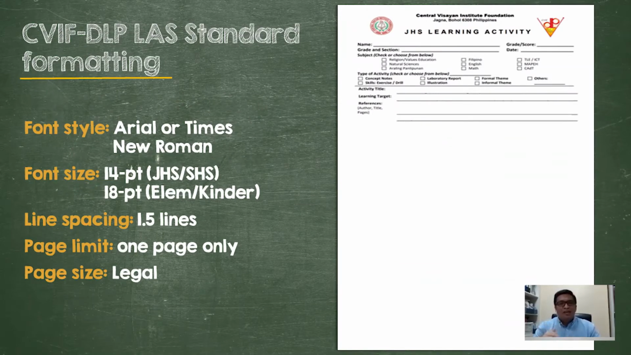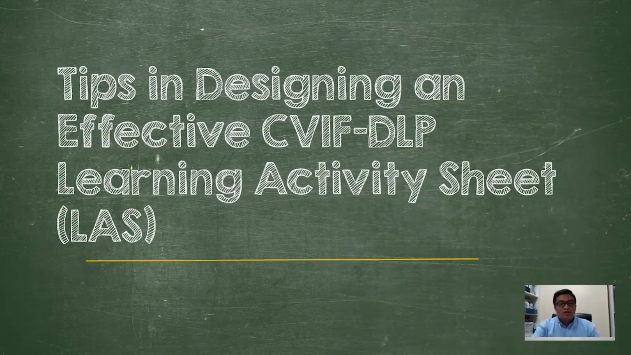So if you're making a learning activity sheet and it exceeds a page, that is already a very good indicator that the learning activity sheet is very long, and you have to shorten it. Assess what things you can remove, and make sure that only the basic idea is there. The size of the paper is legal, or 8.5 by 13. So now that we know the basic look of a learning activity sheet, I'll share some tips that we've learned over the years of implementing the dynamic learning program and using the learning activity sheet.